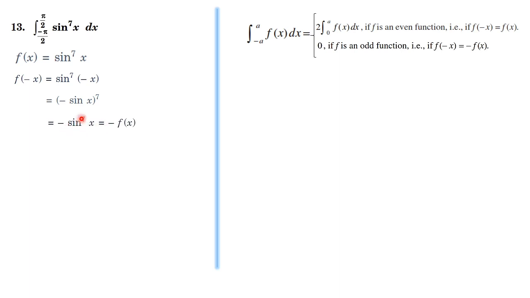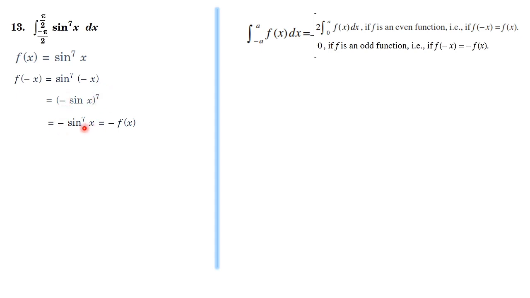Sorry, minus sine power 7x. So minus sine power 7x means it is minus f of x, where sine power 7x is f of x. Once again, sine power 7 of minus x we have calculated. Then this 7 we are just keeping outside the bracket, that is sine of minus x the whole power 7. Sorry, minus sine x the whole power 7. And since the power is odd, we can just write it as minus sine power 7x. There is no change in the sign since the exponent is an odd number.